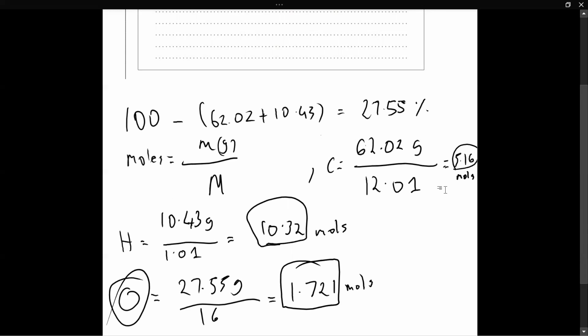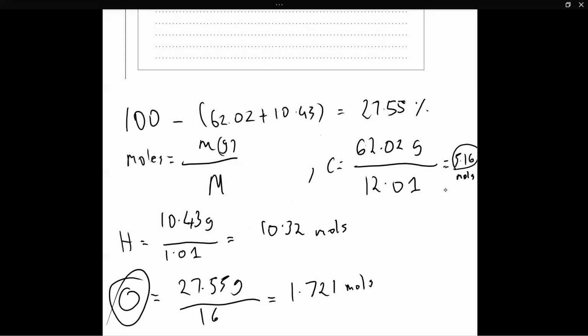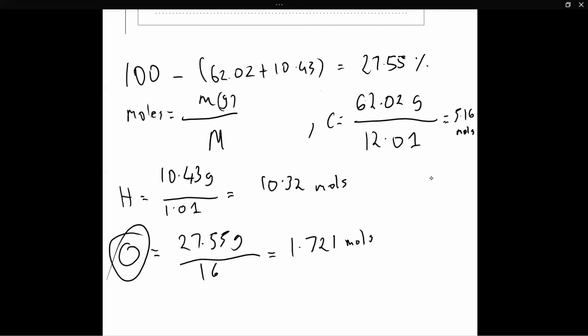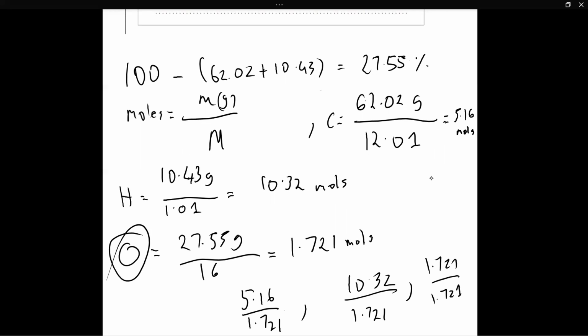Well, after we have identified the substance which is in the smallest quantity, we take its number of moles and we divide the other numbers of moles by the number of moles of the substance which is in the smallest quantity. So what I mean by that is we divide 5.16 by 1.721, we divide 10.32 by 1.721, and of course we divide 1.721 by 1.721, which is just 1. But the answer to this is 3. It's approximately 3. If you put this into a calculator, you'll get something like 2.99. So we round it to 3.